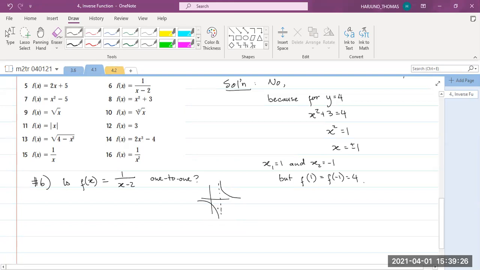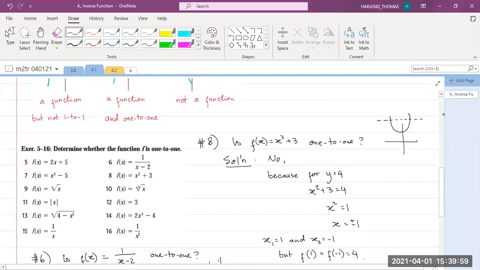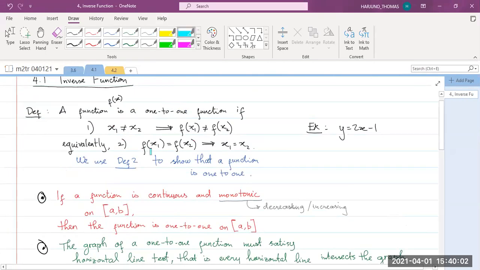So the solution: we will say yes. Now then, suppose f(x1) equals f(x2). Remember this definition I said earlier? Suppose you start with this. Show that it leads to this.